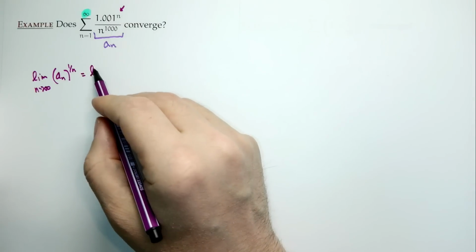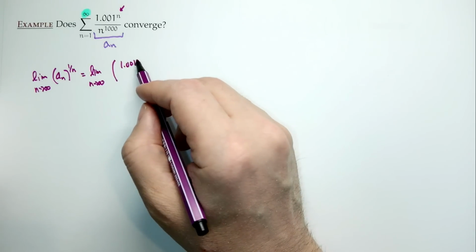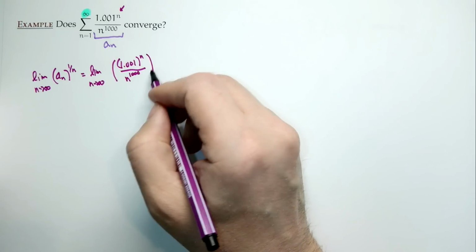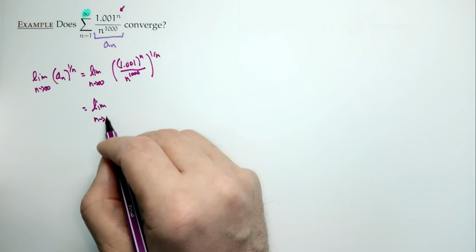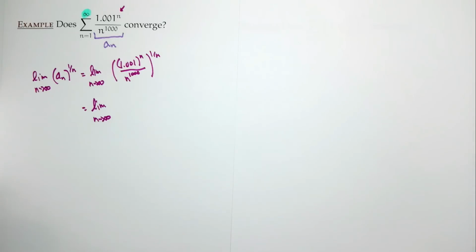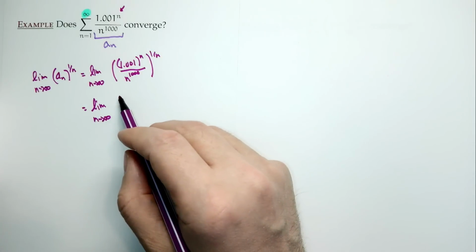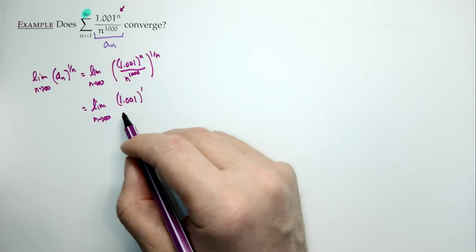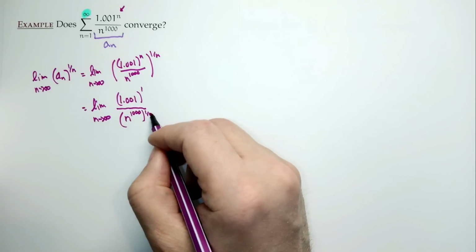So this will be the limit as n tends to infinity of 1.001 to the n over n to the 1,000, and that's going to be to the 1 over nth power. If I take 1.001 to the n, then I raise it to the power 1 over n, well, power to power, what do you do with those exponents? You multiply them together. So that's 1.001 to the power 1. Well, that can be simplified. And then downstairs you have n to the 1,000 to the 1 over n.